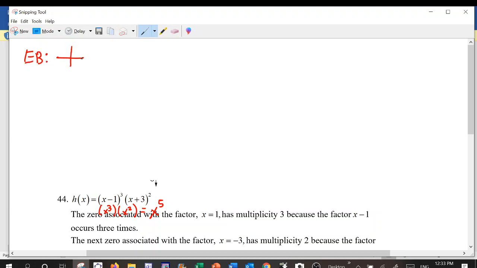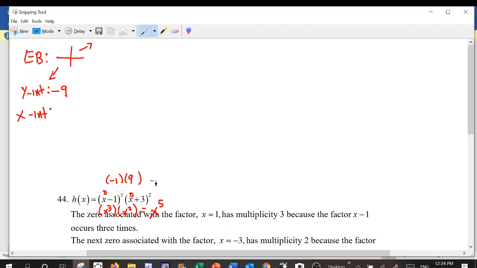So the end behavior would be, if I put infinity in here, I get positive infinity. If I put negative infinity, I get negative infinity. So it looks like that. Now what is the y-intercept? Well, if I put a 0 here, this would be negative 1 to the third, which is negative 1. And this would be 3 to the third, which is 9. So negative 1 times 9 is negative 9.